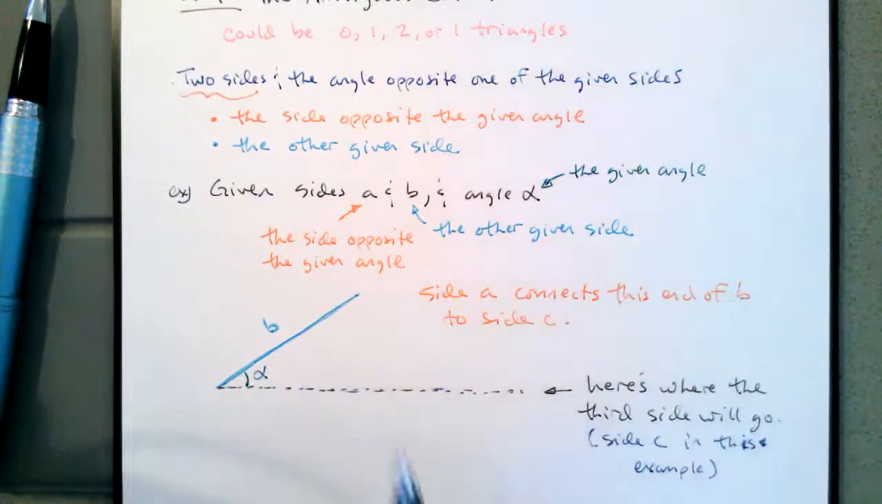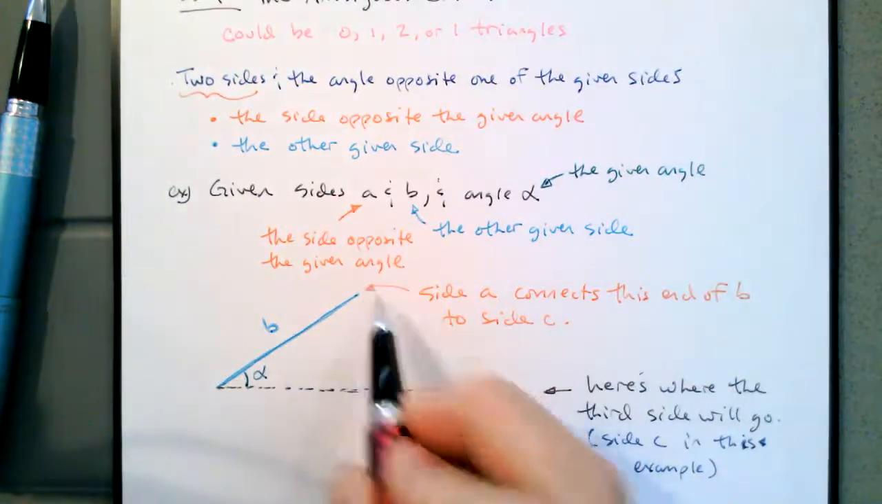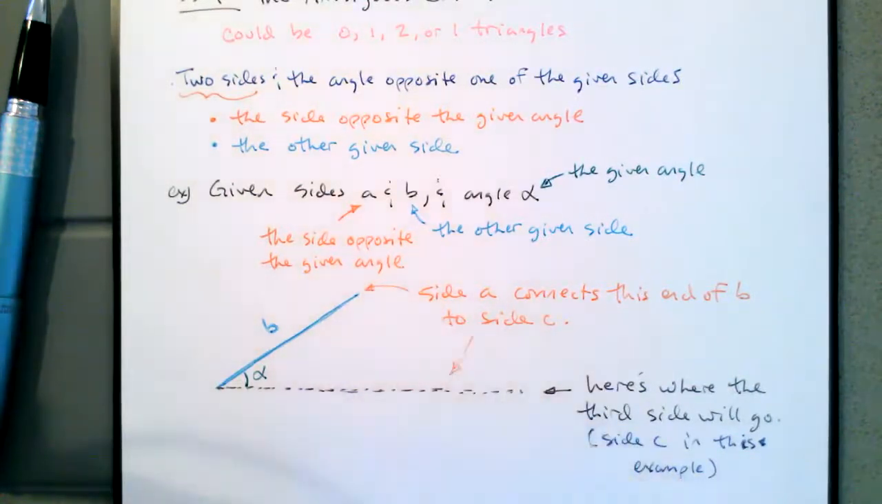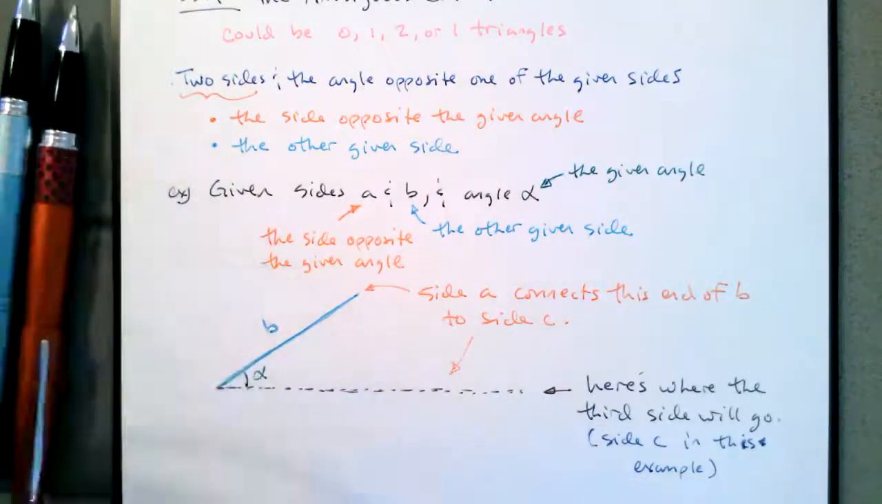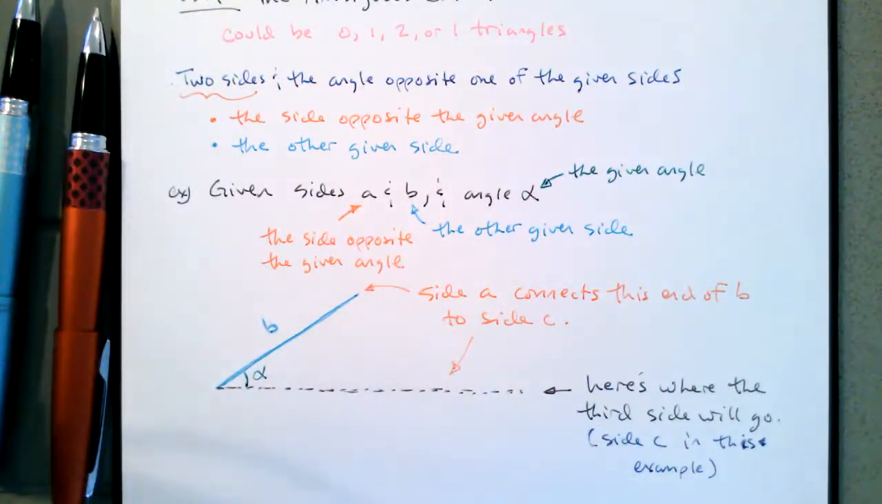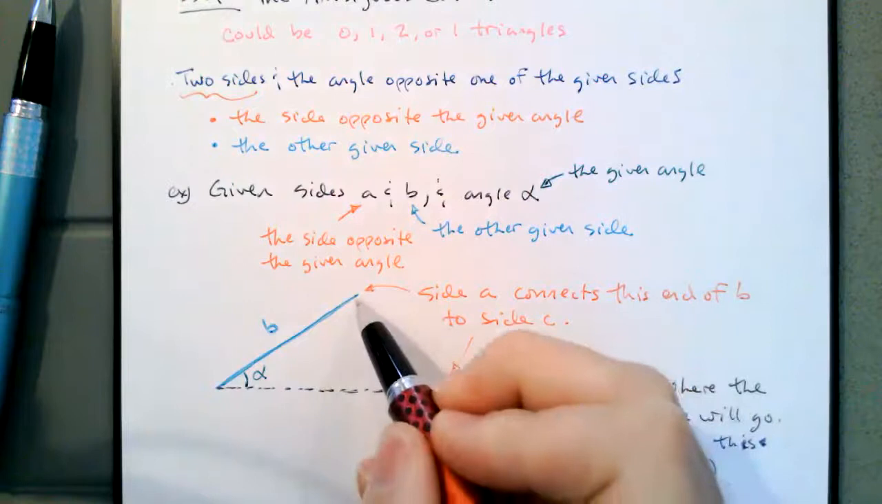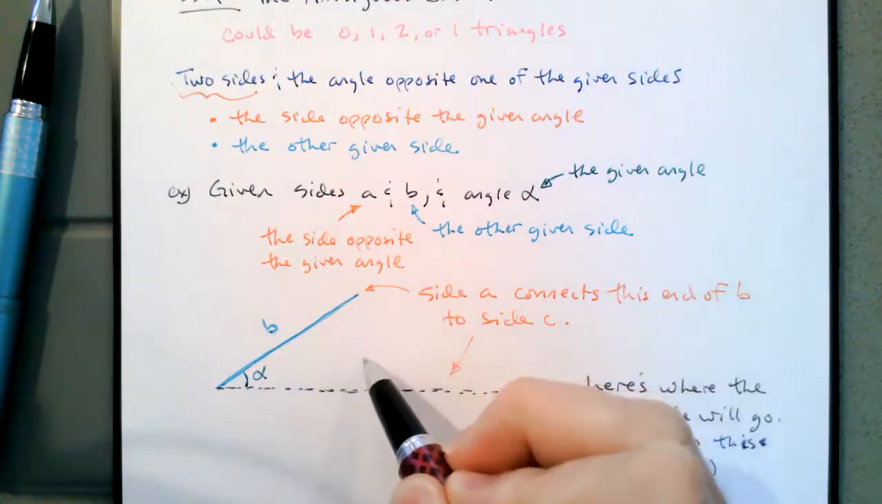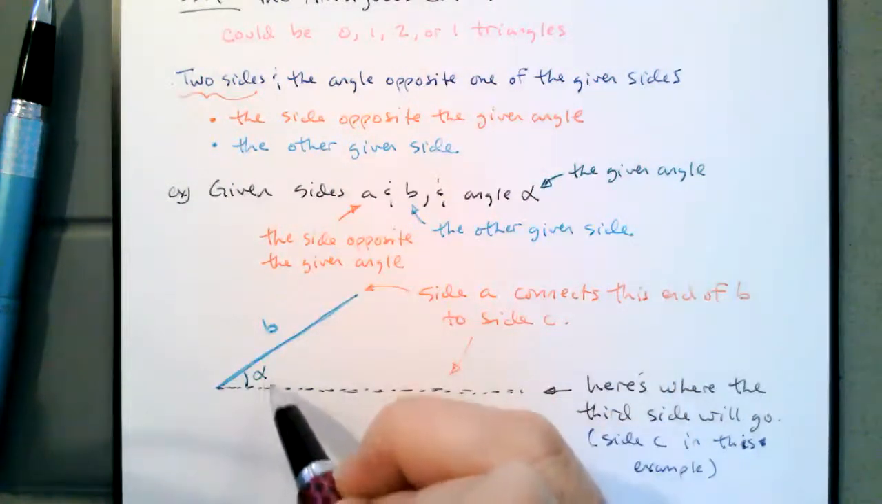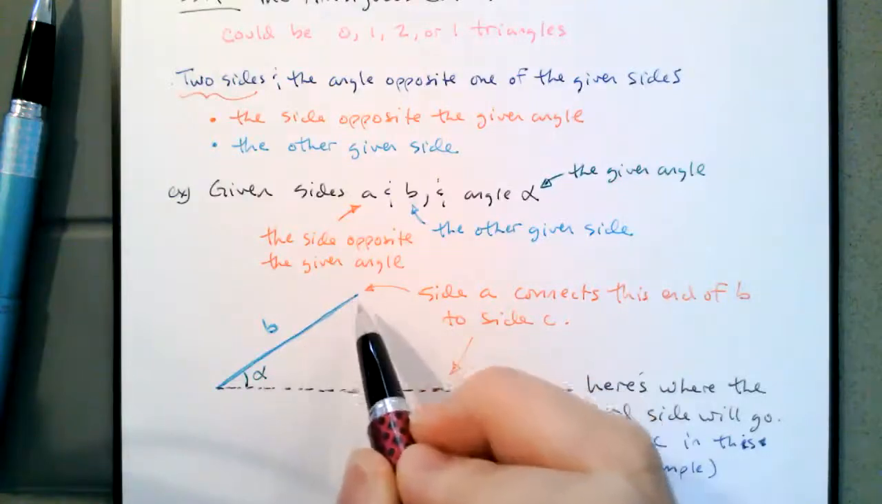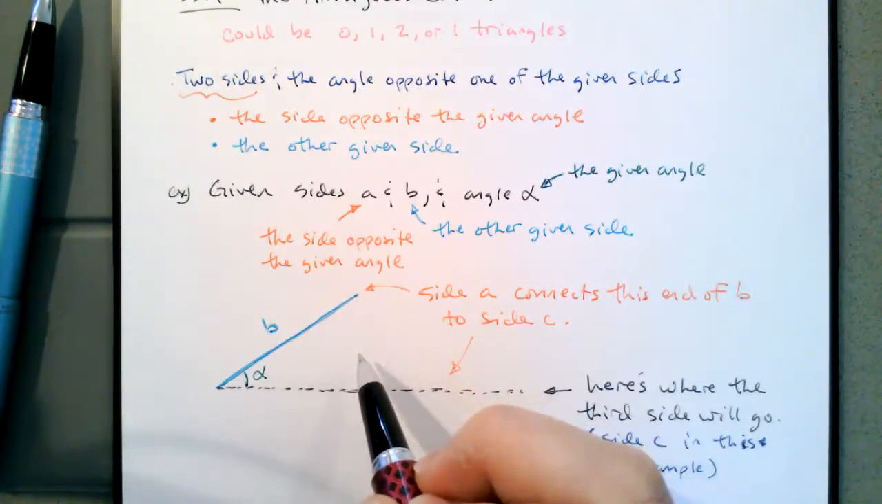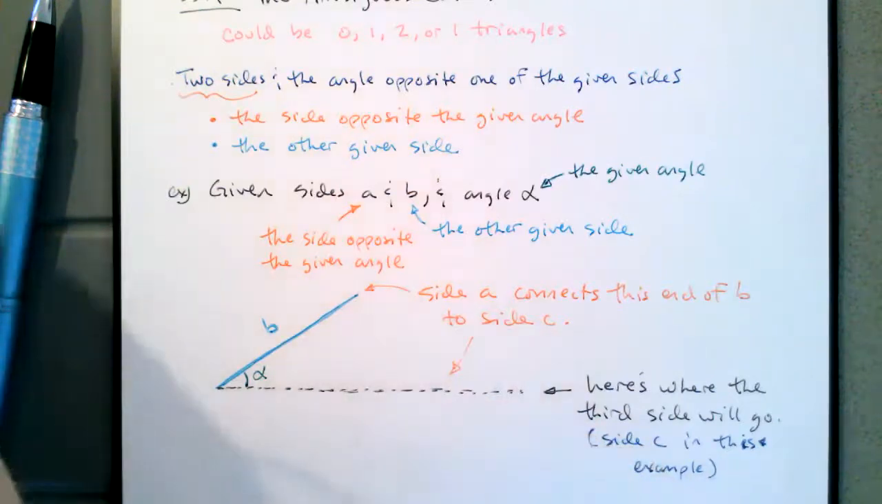So side A connects this end of side B to side C. Now we can see how we're going to get 0, 1, 2, or 1 triangles. If side A is too short, then I won't be able to connect to side C without shrinking alpha, and we can't do that. If side A is too short, then we get 0 triangles.